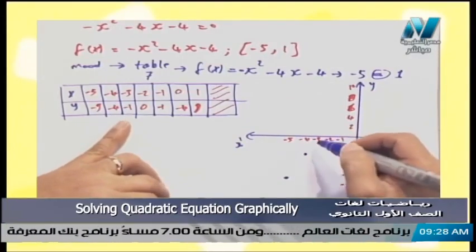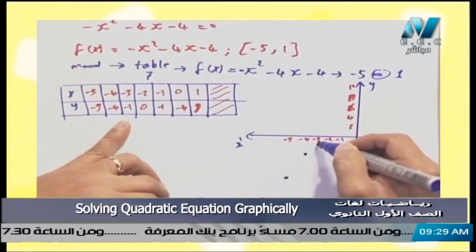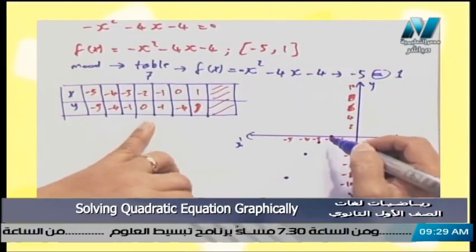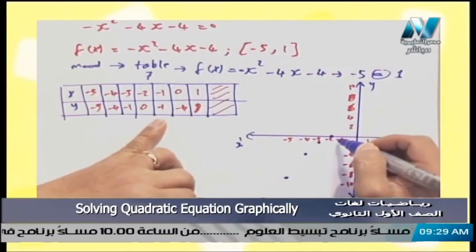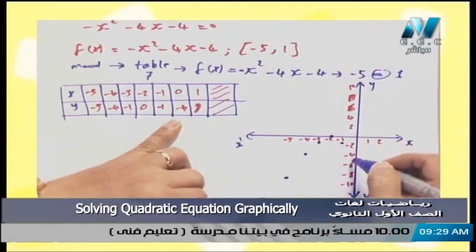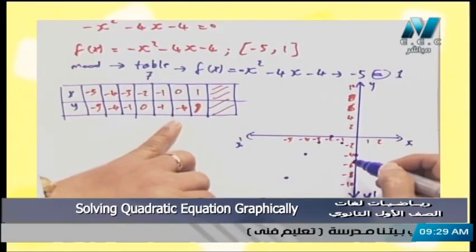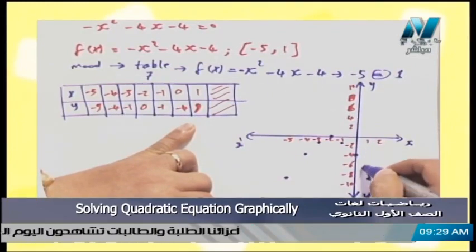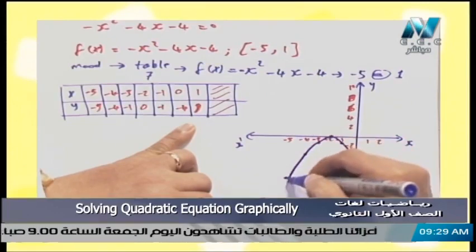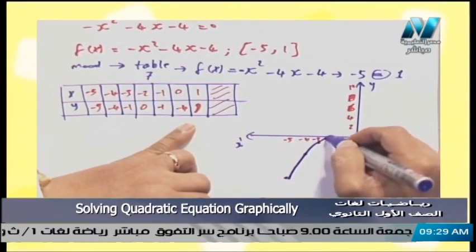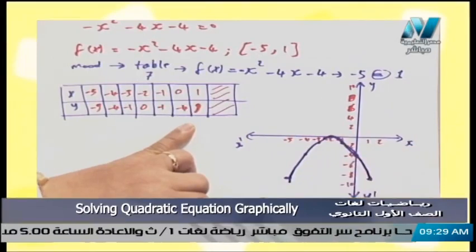Negative 3 and negative 1, negative 2 and 0, negative 1 and negative 1, 0 and negative 4, 1 and 9, and the drawing will be something like that. Okay, this is a curve, it's an upside down curve.